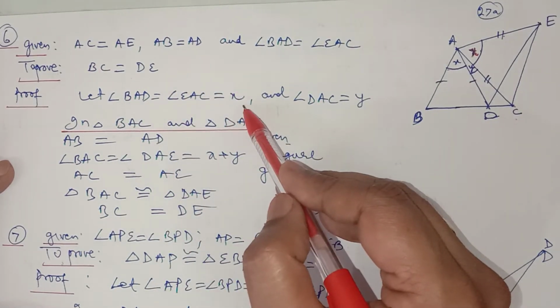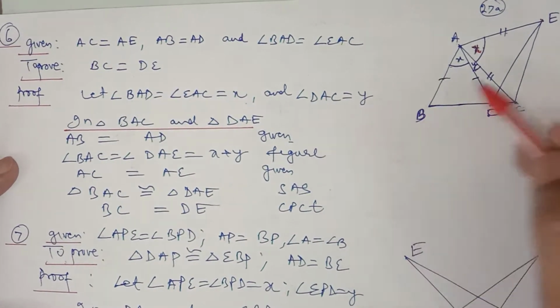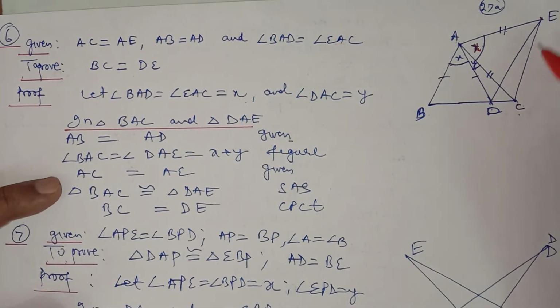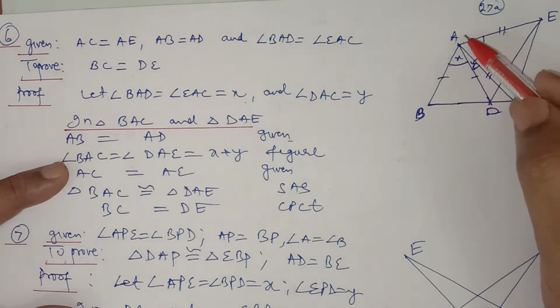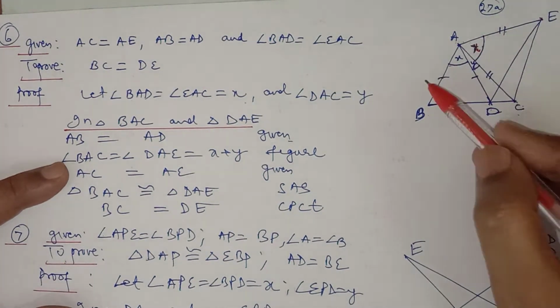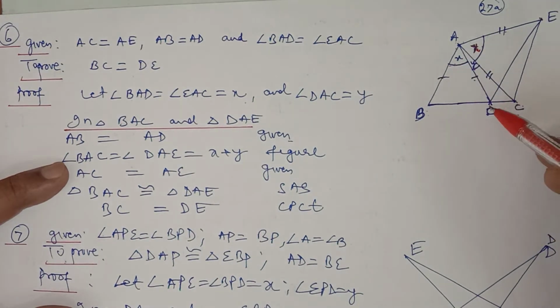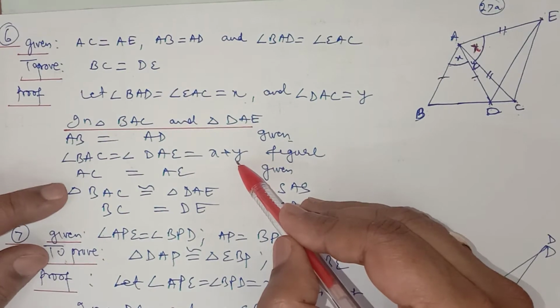Let this angle BAD I have taken equal to X, and this angle DAC I have taken equal to Y. Now in triangle BAC, see the triangles I am taking. BAC and DAE triangles I am taking, and in this AB is equal to AD, it is given. AB is the side of triangle ABC and AD is the side of triangle ADE. They are equal. Now angle BAC, which is equal to X plus Y, and DAE, which is also X plus Y, see it. So they will be equal.